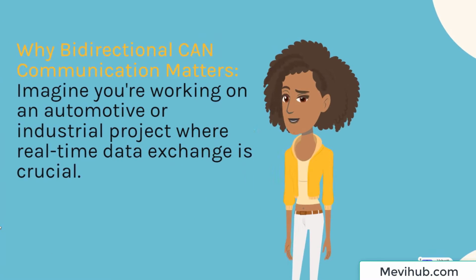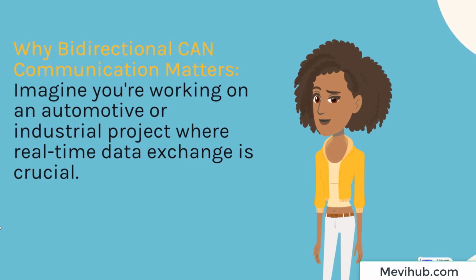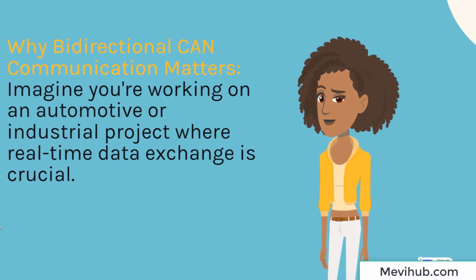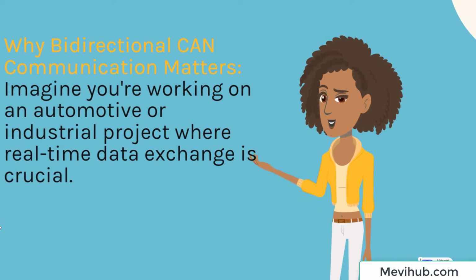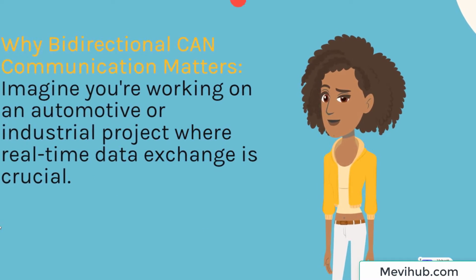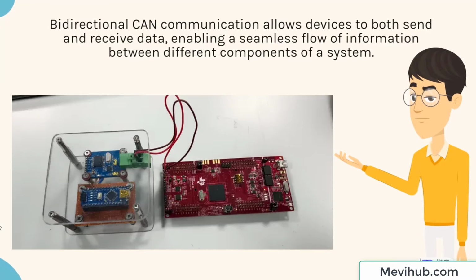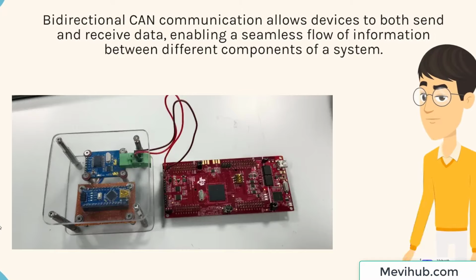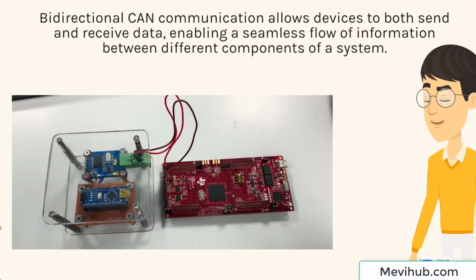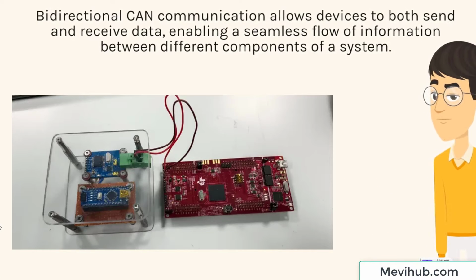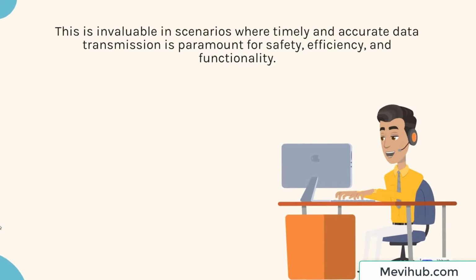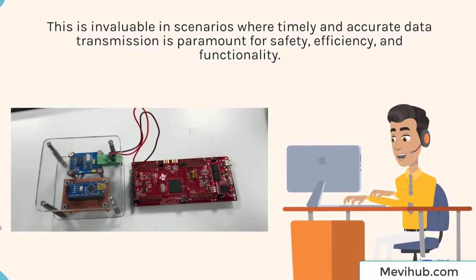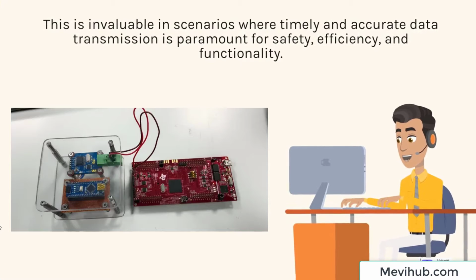Why bidirectional CAN communication matters. Imagine you're working on an automotive or industrial project where real-time data exchange is crucial. Bidirectional CAN communication allows devices to both send and receive data, enabling a seamless flow of information between different components of a system. This is invaluable in scenarios where timely and accurate data transmission is paramount for safety, efficiency, and functionality.